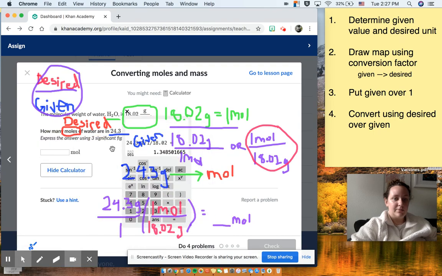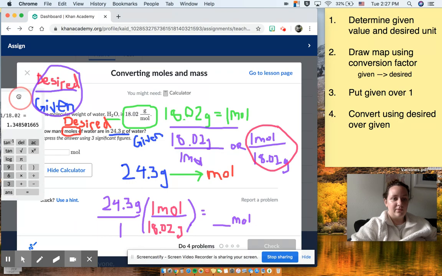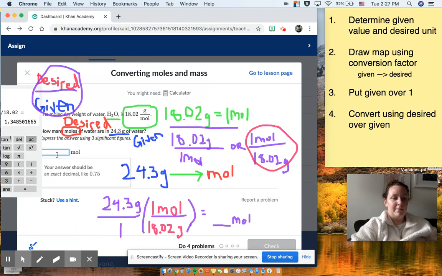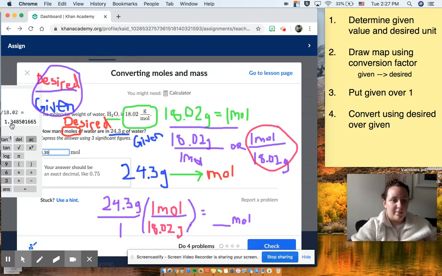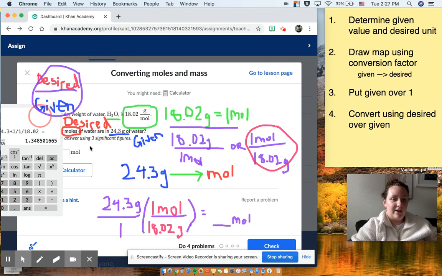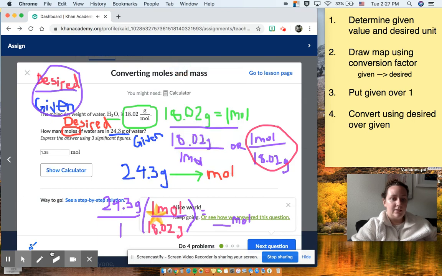And it says it wants me to do 3 significant figures, which is, in this case, like 3 digits. So my answer is going to be 1.35, right? Because I'm rounding. So I have 1.3485. So I just rounded up and did 1.35 moles. Let's see if we got it. Looks like we did.